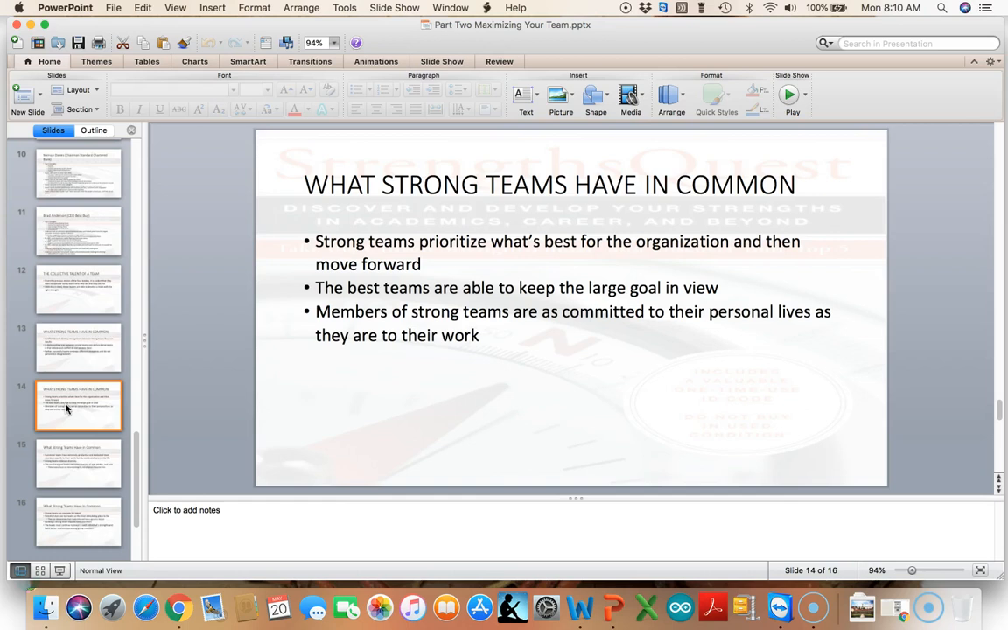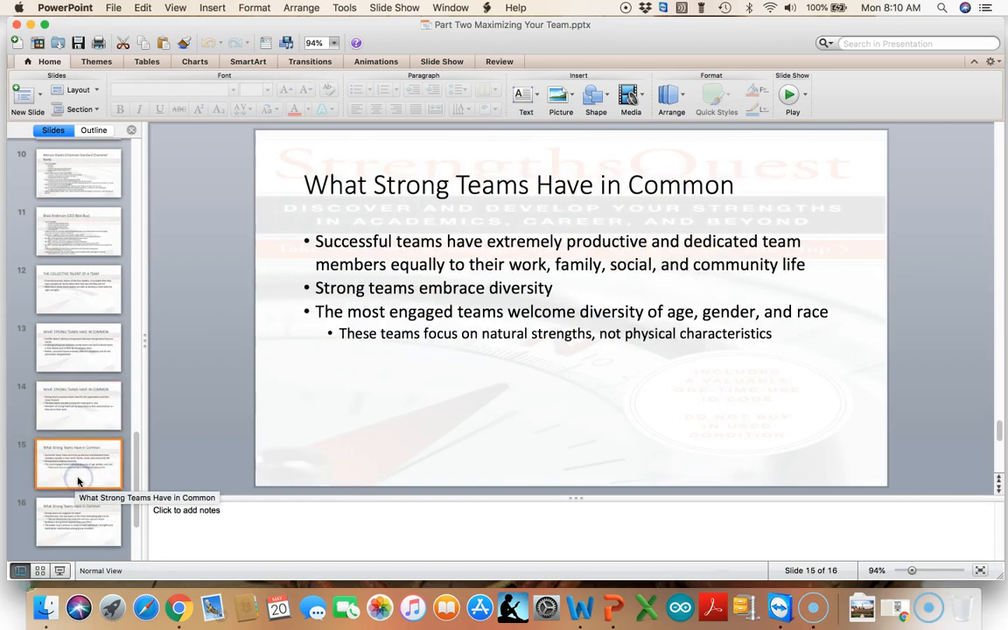The best teams are able to keep the large goal in view. Members of strong teams are as committed to their personal lives as they are to their work. Successful teams have extremely productive and dedicated team members equally devoted to their work, family, social, and community life. Strong teams embrace diversity. The most engaged teams welcome diversity of age, gender, and race. These teams focus on the natural strengths, not on physical characteristics.